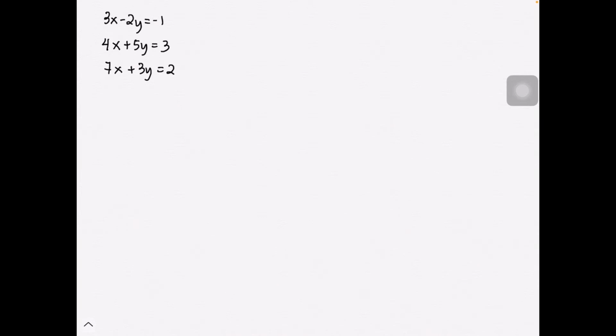Let's start with labeling these equations. Say this would be equation 1, 2, and 3. If you have this case, that is, you have 3 equations but having just 2 variables, you may just pick up 2 equations from 3 equations and get the solution.